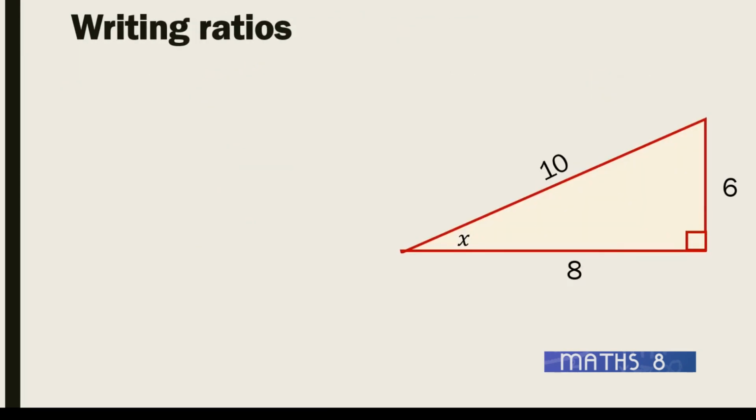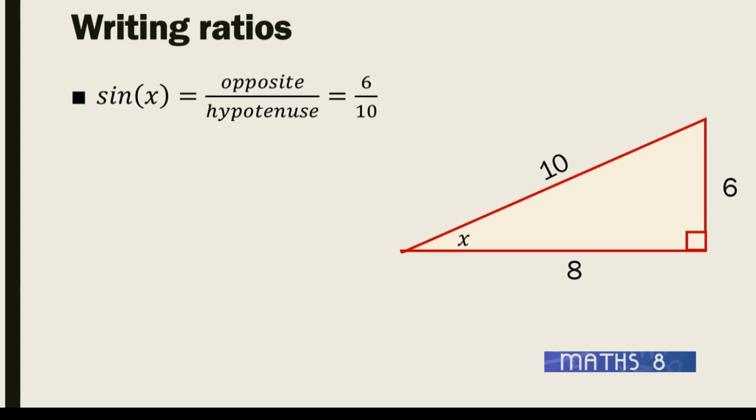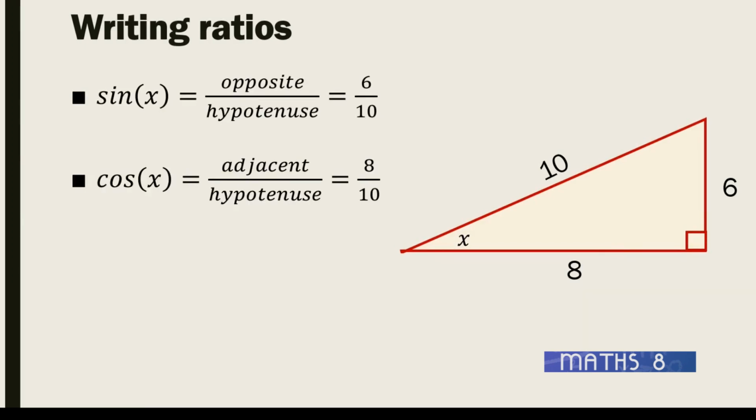For example, in this triangle, the hypotenuse is 10, the opposite is 6, and the adjacent is 8. So sine x is 6 over 10, cos x is 8 over 10, and tan x is 6 over 8.